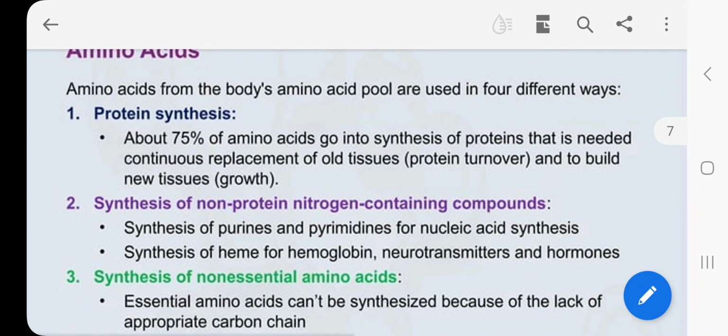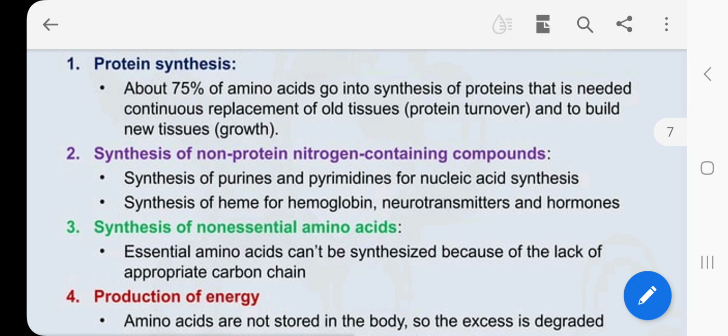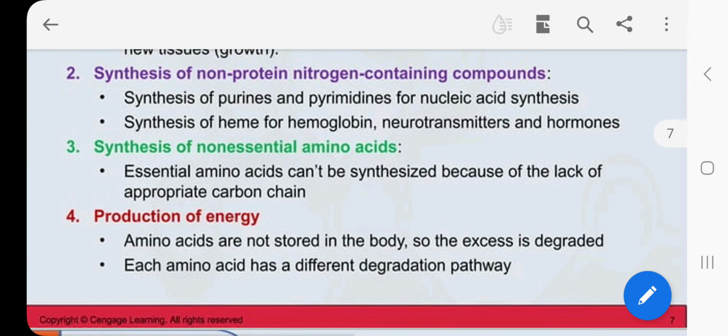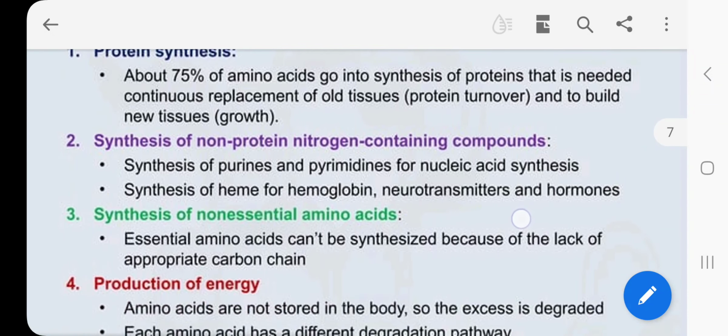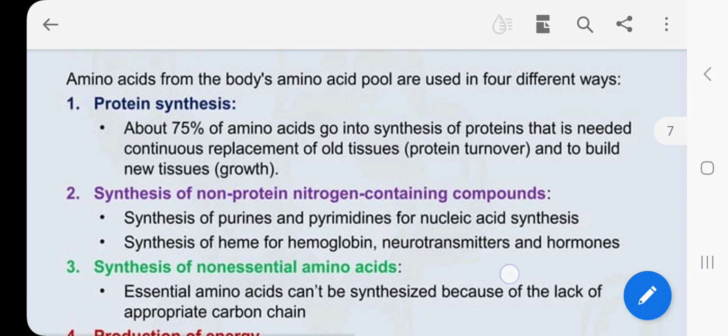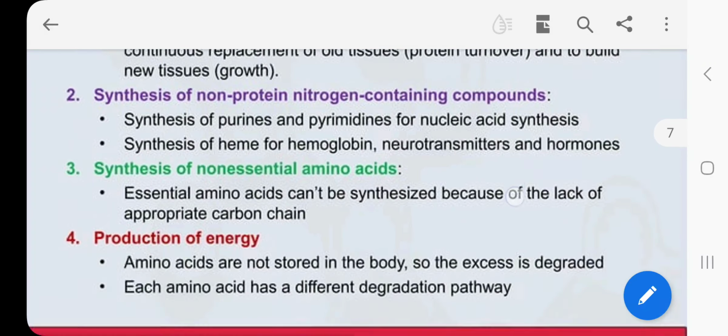So protein synthesis: about 75% of amino acids go into the synthesis of proteins, which is needed for continuous replacement of old tissue, meaning protein turnover, and to build new tissue, that is growth. Second, synthesis of non-protein nitrogen-containing compounds, such as purines and pyrimidines for nucleic acid synthesis. Synthesis of heme. What is heme again? That is directly related to hemoglobin, neurotransmitters, and hormones. So thirdly, synthesis of non-essential amino acids. And lastly, production of energy. So take note of these 4. These are the 4 different ways we use the amino acid pool in our body.